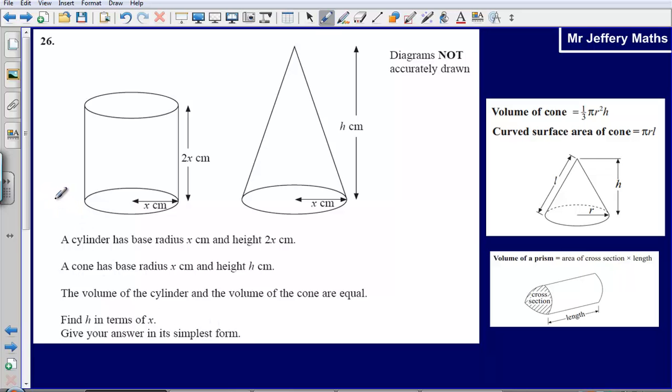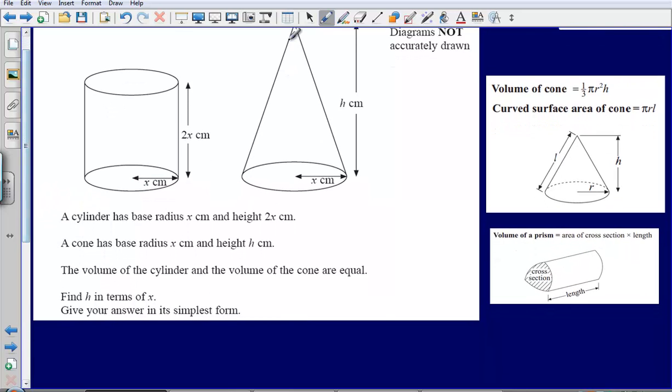So, the first thing to recognise here is our key bit of information, that the volume of the cylinder and the volume of the cone are equal. So these two things that I've just pulled from the formula page at the very front of the exam are going to be key to us working out what h is in terms of x. The first one is the volume of the cone, and then the volume of a prism, which a cylinder is. A cylinder is just a prism.